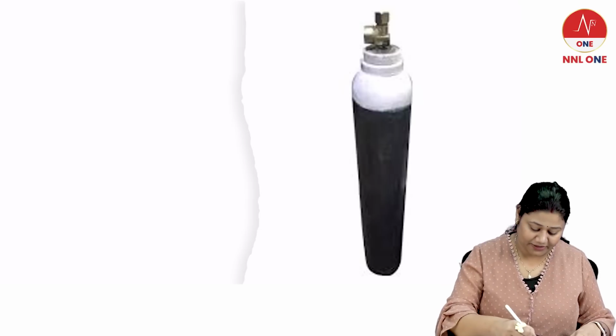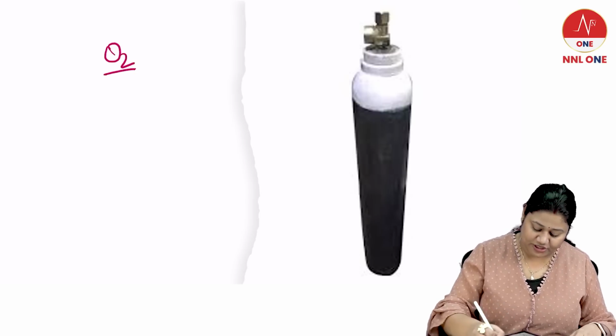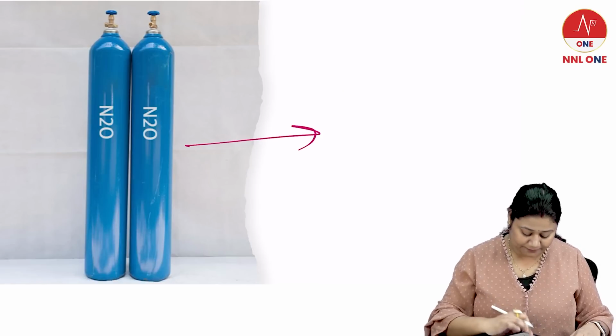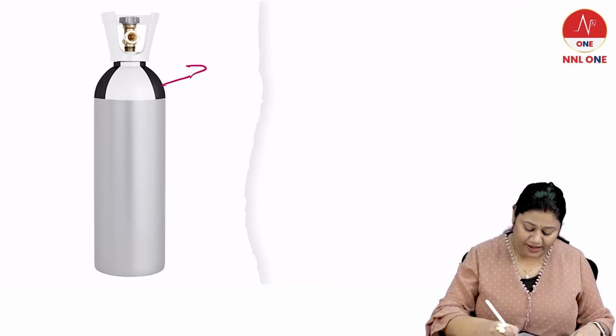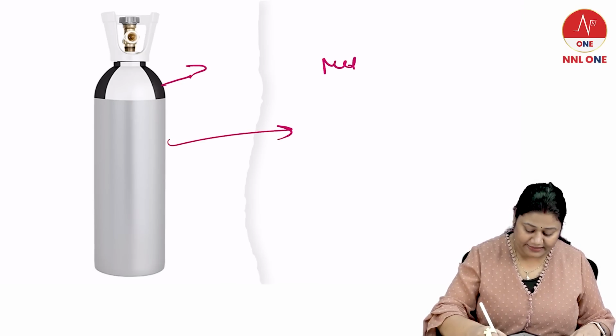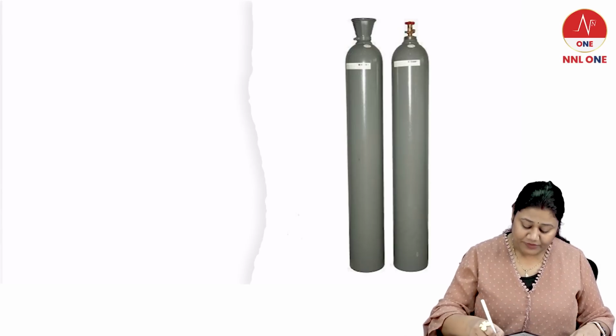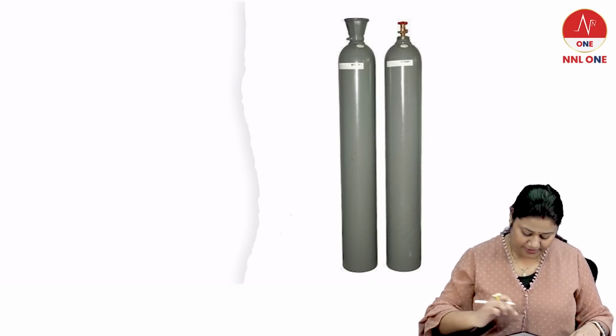Now you have to tell me quickly, this is your oxygen, which has a white shoulder and black body. This is nitrous oxide, completely blue. Then we have black and white and gray, this is your medical air. Then we have completely black, this is nitrogen. Completely gray, this is carbon dioxide.